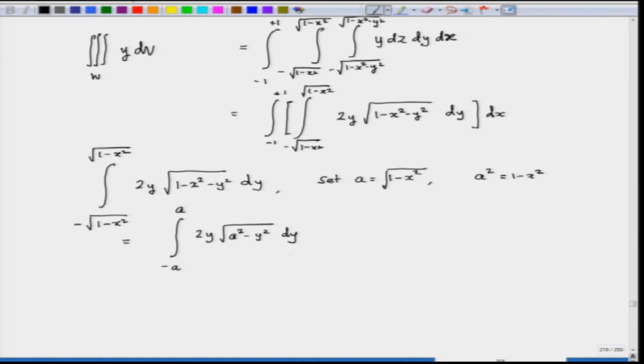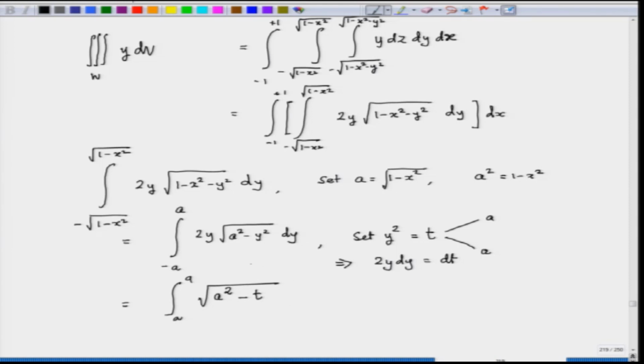Now, I will make another substitution, set y square equal to t. If I set y square equal to t, it means 2y dy is equal to dt. Now, when y square is equal to t, what limits will t have? When y is equal to minus a, t is y square, so it has the limit a, and when y is equal to a, it has the limit a. So, this integral becomes a to a, where a square minus y square is t and 2y dy is dt. So, it is a to a, and ultimately this integral would be 0.